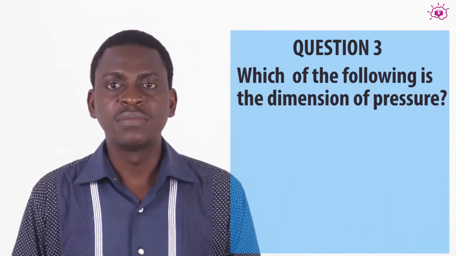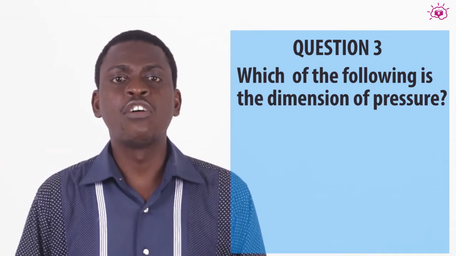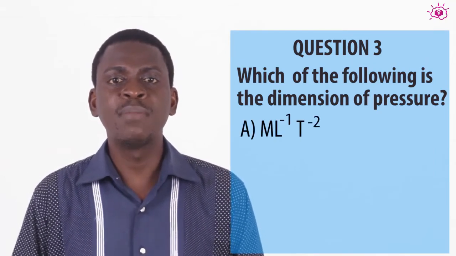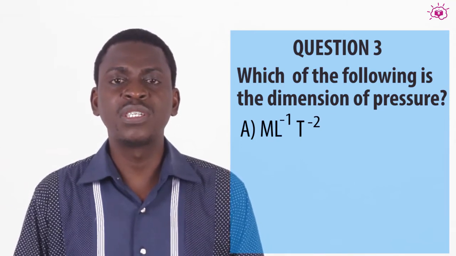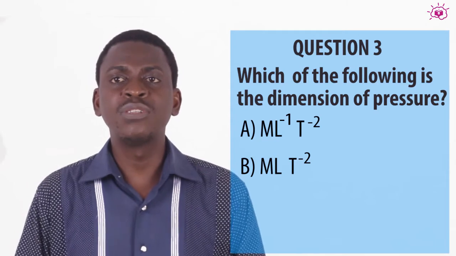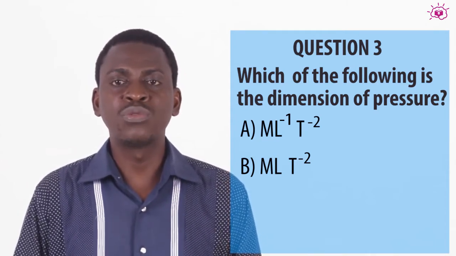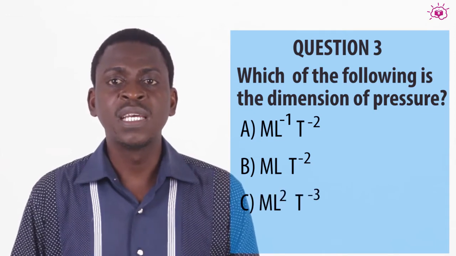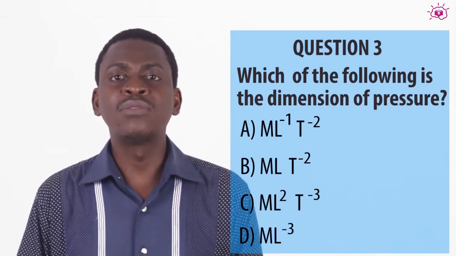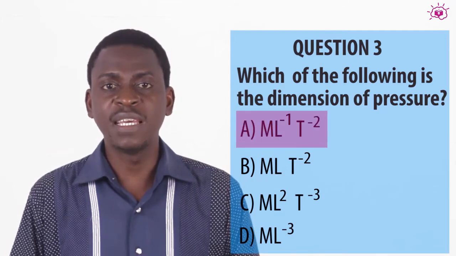Number 3. Which of the following is the dimension of pressure? A is ML^-1 T^-2. B is MLT^-2. C is ML^2 T^-3. And D is ML^-3. The answer to this question will be A.